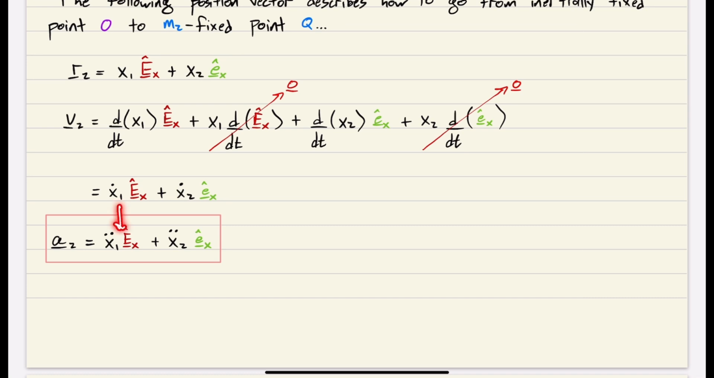And so we do the same thing. We're going to take the derivative to get acceleration. And this gets us x1 double dot red ex plus x2 double dot green ex. And that is our absolute acceleration of the box.